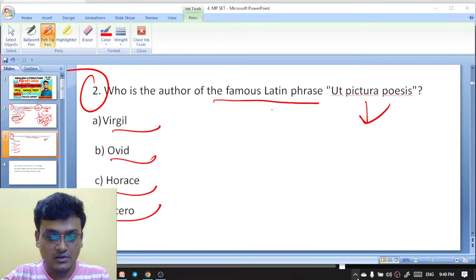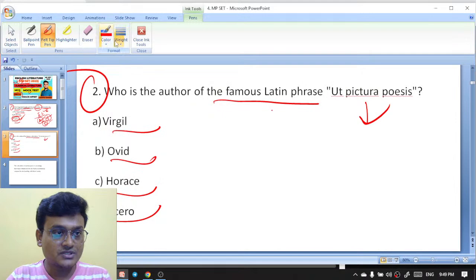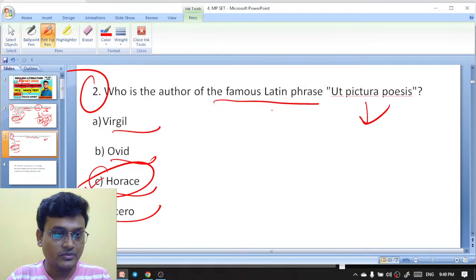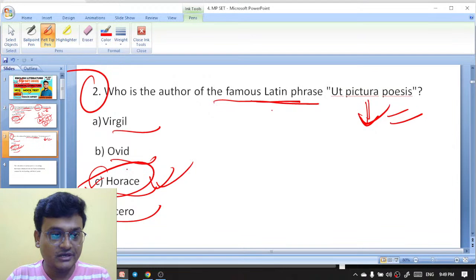Okay. Yeah, excellent. It is Horace. The author Horace has given the Latin phrase ut pictura poesis. Yeah, then it is definitely Horace. Horace is the right answer.